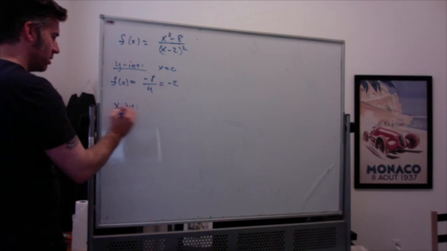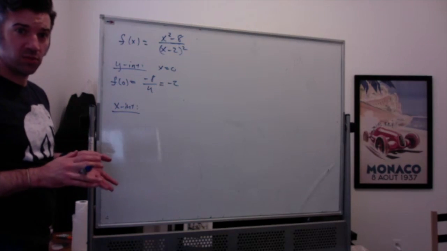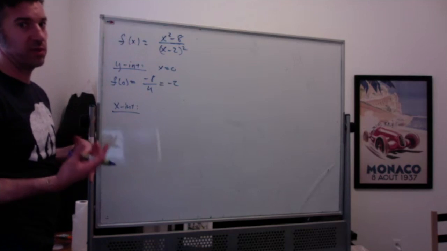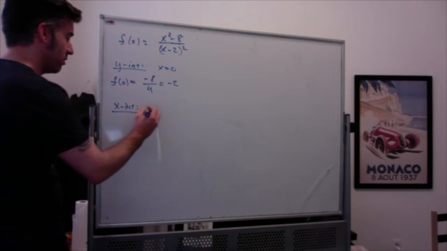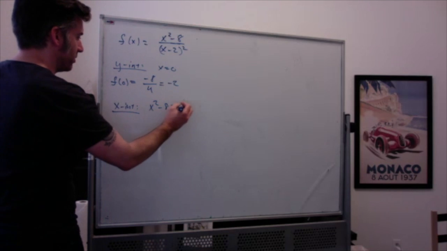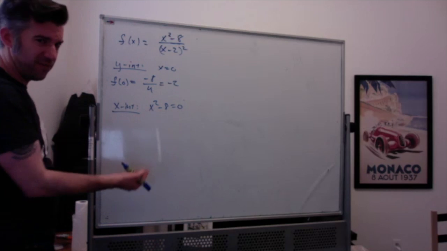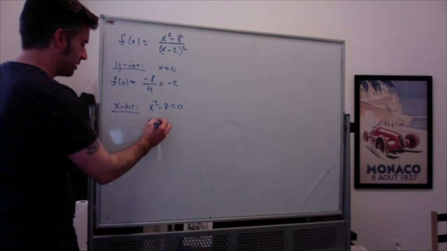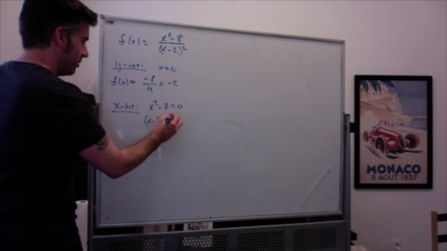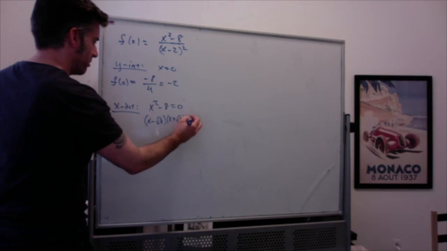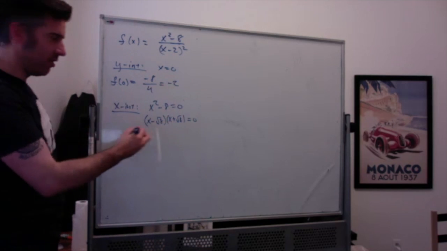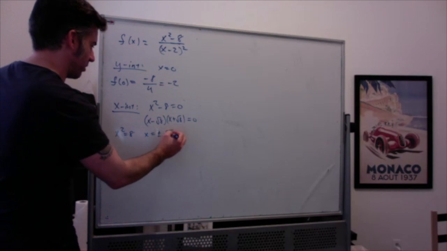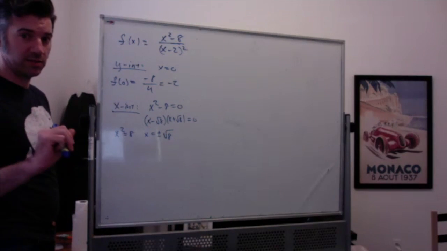X-intercepts. For a rational function or any kind of fractional thing, to find the x-intercepts, you could set the whole thing equal to 0, but we know we're really just setting the numerator equal to 0. So set x squared minus 8 equal to 0. You could factor it as x minus the square root of 8 times x plus the square root of 8, or you could just add the 8 over and say x squared equals 8, x equals plus or minus the square root of 8. So 2 x-intercepts.